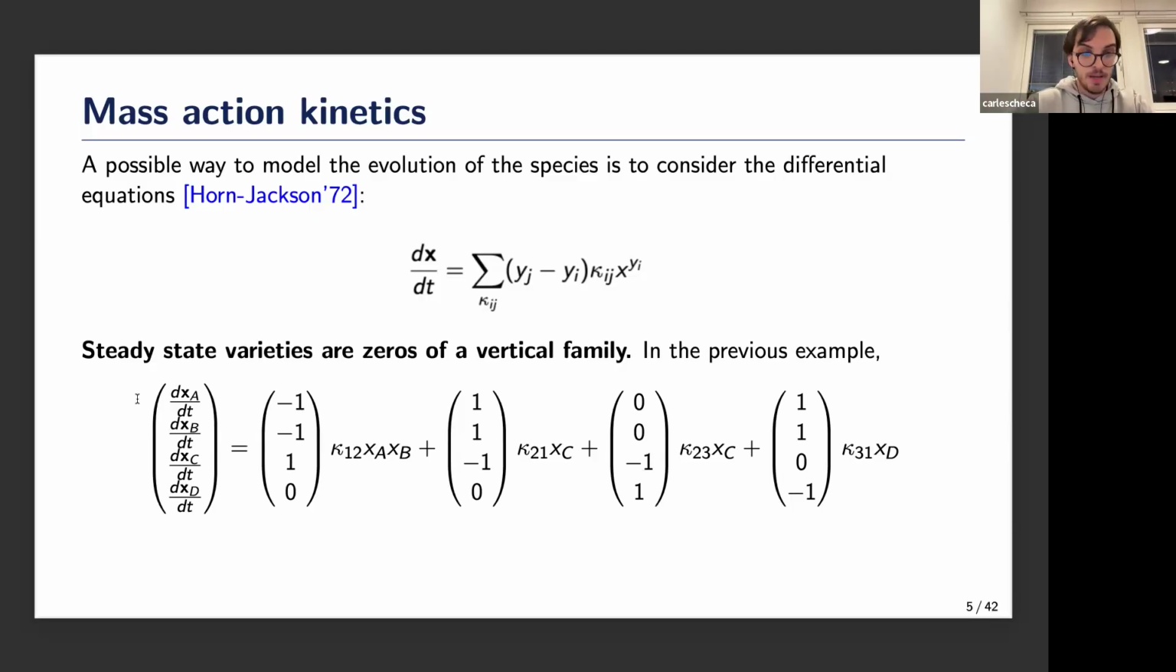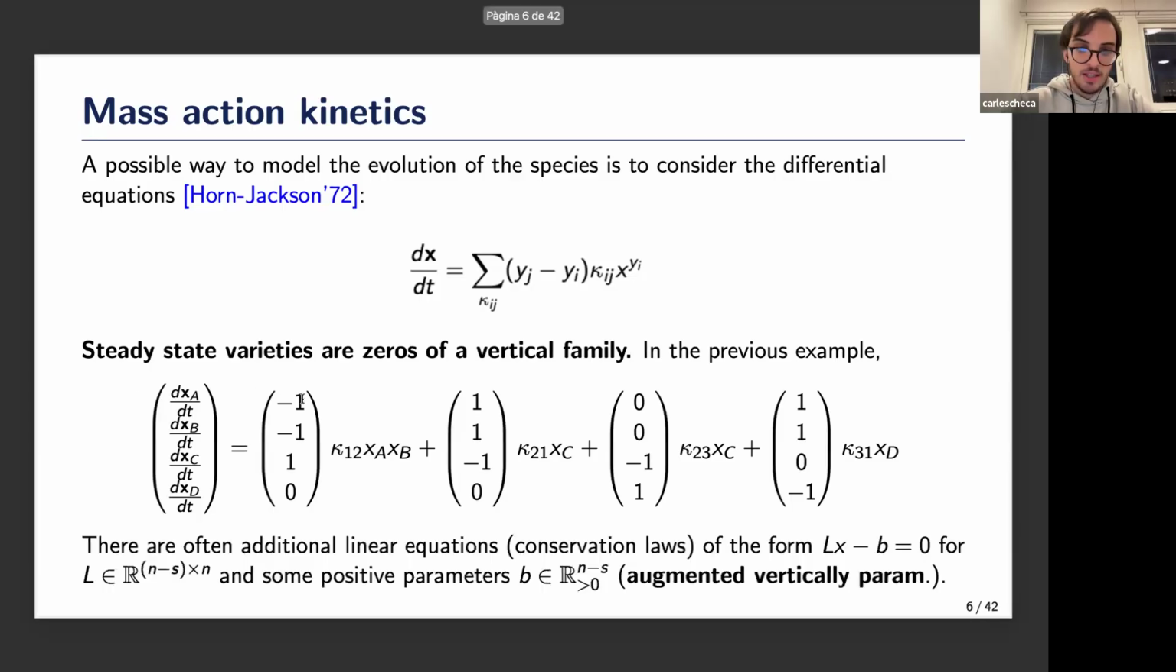We might also have some additional equations that come from conservation laws. These conservation laws are linear equations that also use some parameters b that need to be positive. Fundamentally, from reaction networks, this L corresponds to a matrix whose rows correspond to the kernel of the matrix C that we started with. It corresponds here to the differences of the concentrations, and this corresponds to its kernel.